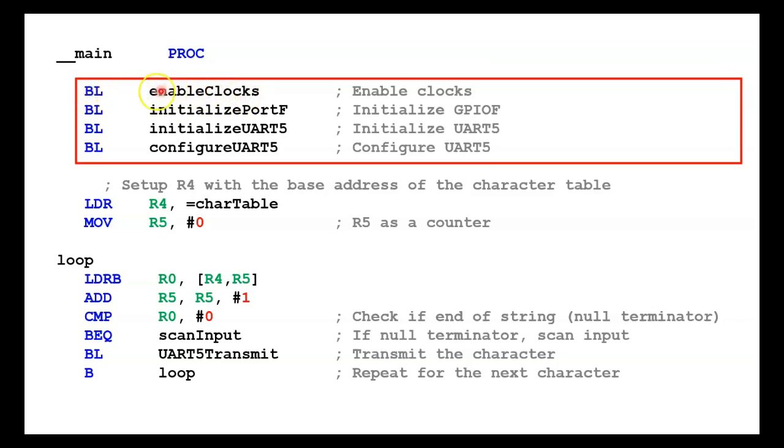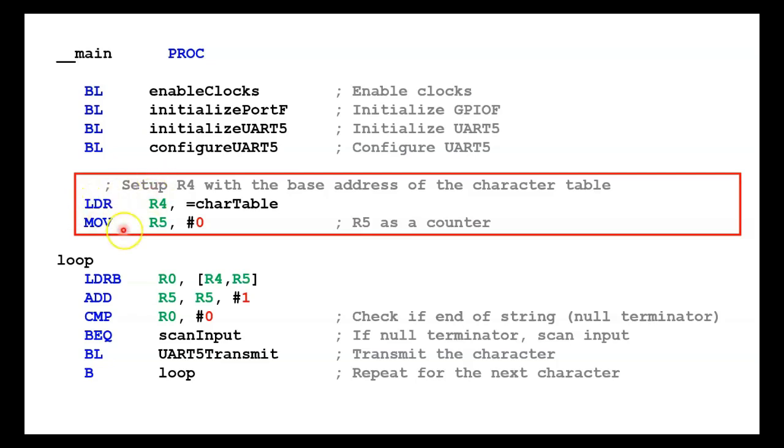This instruction here will call this subroutine, which will enable the clock for UART5 module and the GPIO port E and port F. Then followed by the initialize port F subroutine. Then it will call the initialize UART5 subroutine. And then the 4th BL instruction will call the configure UART5 subroutine.